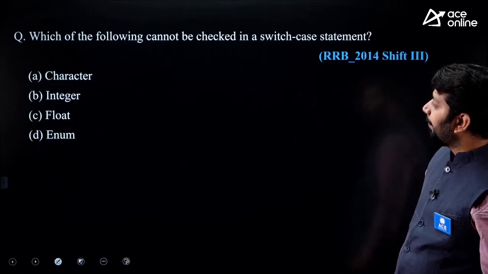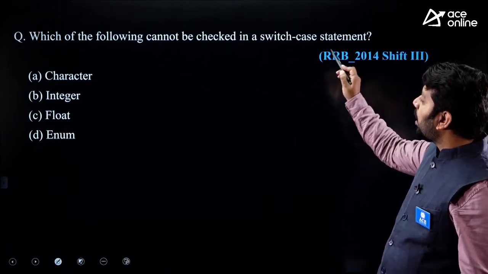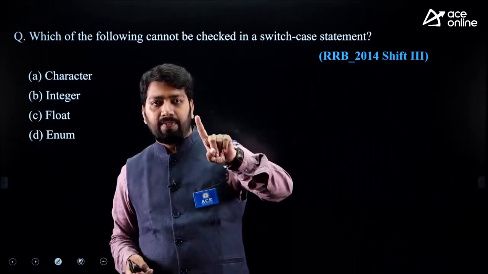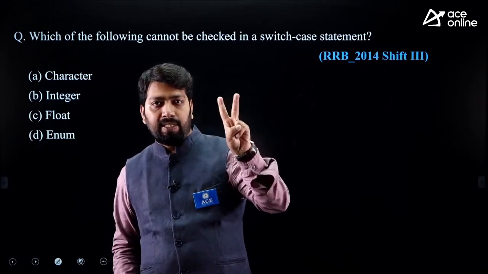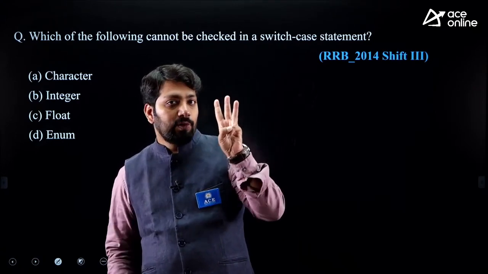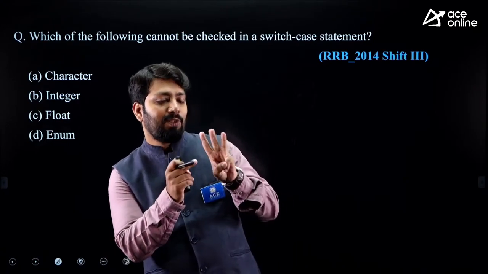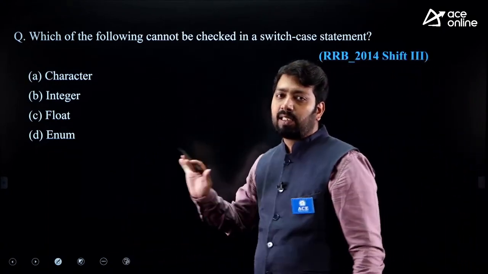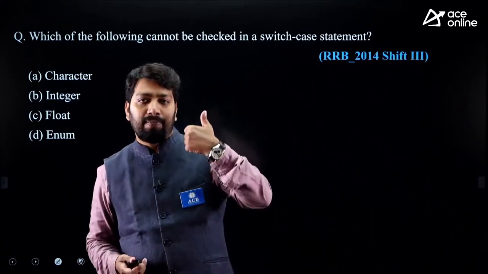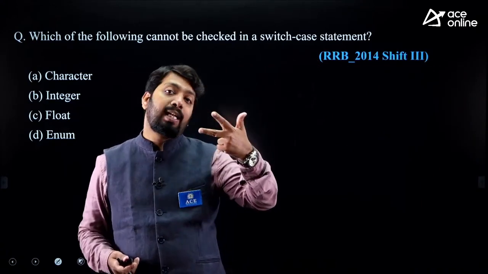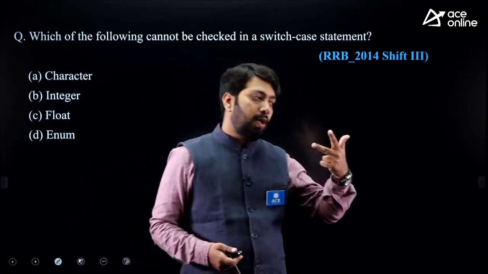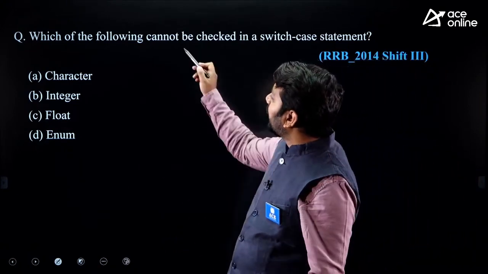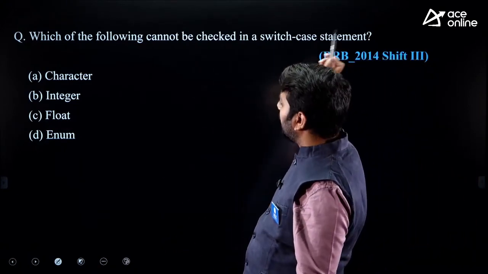Which of the following cannot be checked? Look, we have studied basics, then we covered the topic operators, then typecasting. So these three are covered. Now I am jumping to conditional control statements. Conditional control is if else, switch, and loops are also conditional, because in every loop we check some condition. So which of the following cannot be checked in the switch case statement?